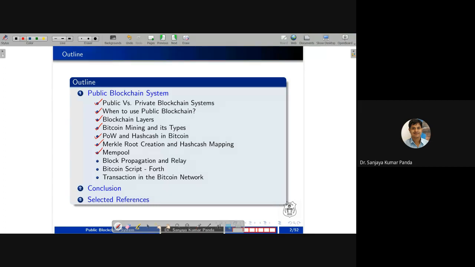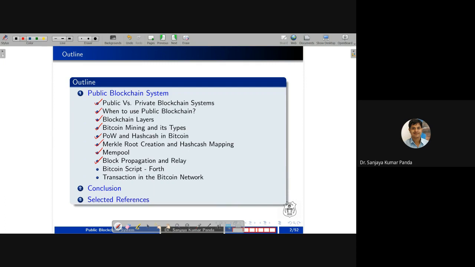If the test hash is not matching with the target hash, then what are we going to do in the mempool? Followed by that, we'll see the block propagation and relay. Suppose a transaction is proposed, how much consensus is required? That is called propagation or relay. How is that going to be reflected in the blockchain? That is called block propagation and relay, which we'll discuss.